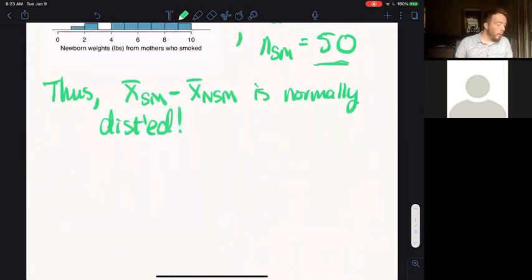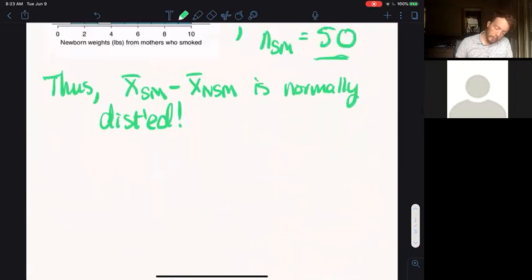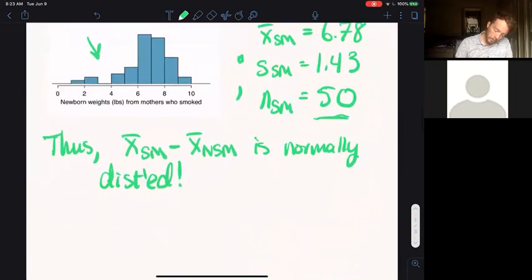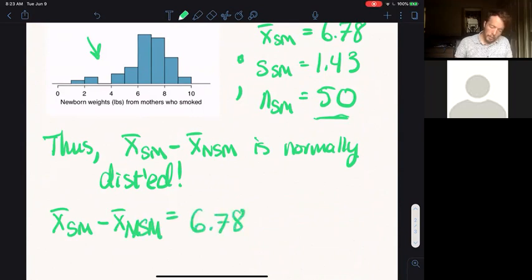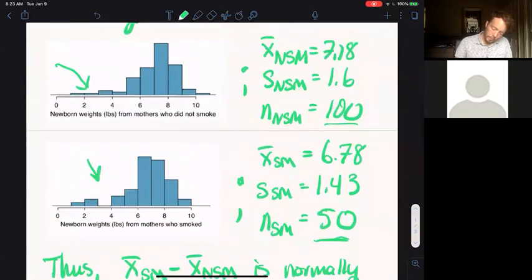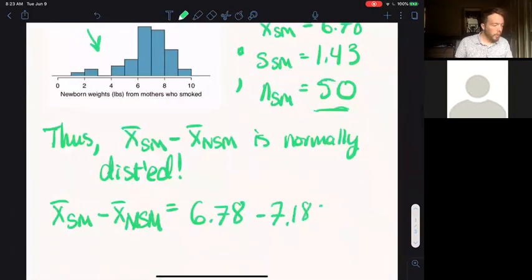Cool. Well, what do we do next? We need our point estimate. The point estimate's not that hard. It's literally just what we calculated from our sample. It's 6.78 minus 7.18, which is equal to, I really should just be able to do this math, but I never trust myself, I think it's negative 0.4.